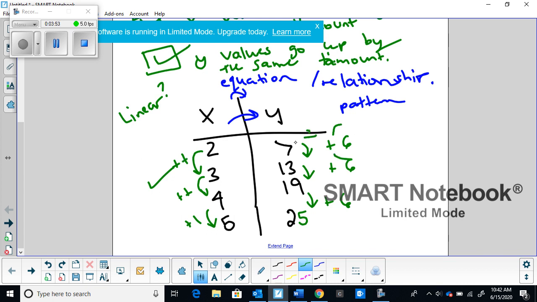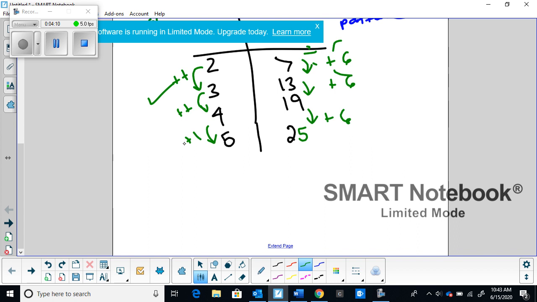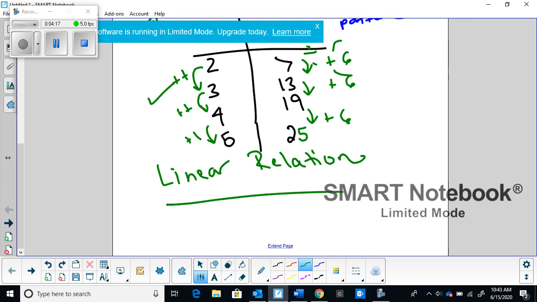They don't have to be the same number. So x can go up by 1 and y can go up by 6. That's fine. But all the values have to be going up by that same number each time, whatever it is. And that's how you know something is in fact a linear relation, and it's a trick that you can do without having to graph.